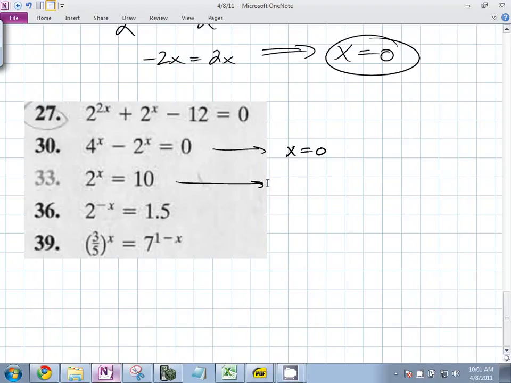Who has an answer to 33? Victor. Log base 2 of what? Yep. All done. You just left it like that? Of course. What else are you supposed to put it in? Stop. You're done.